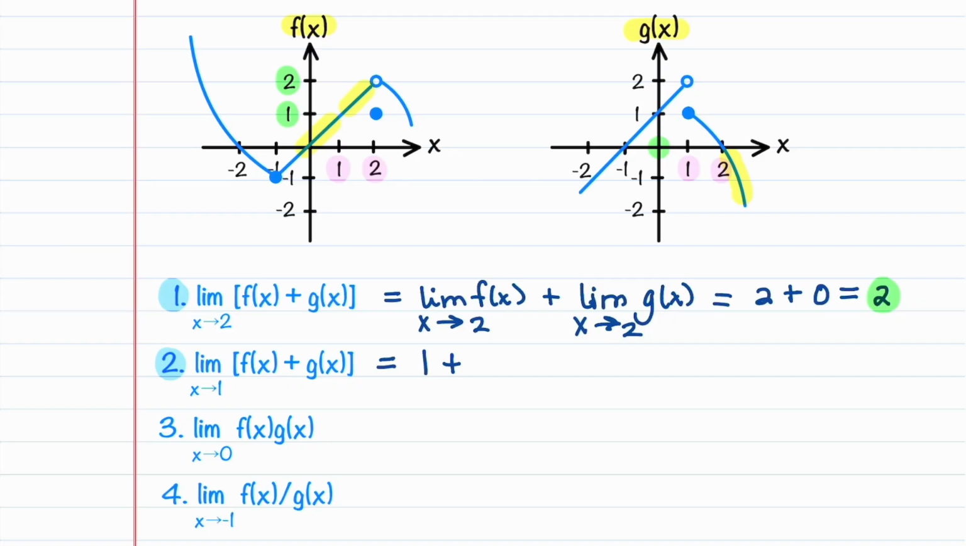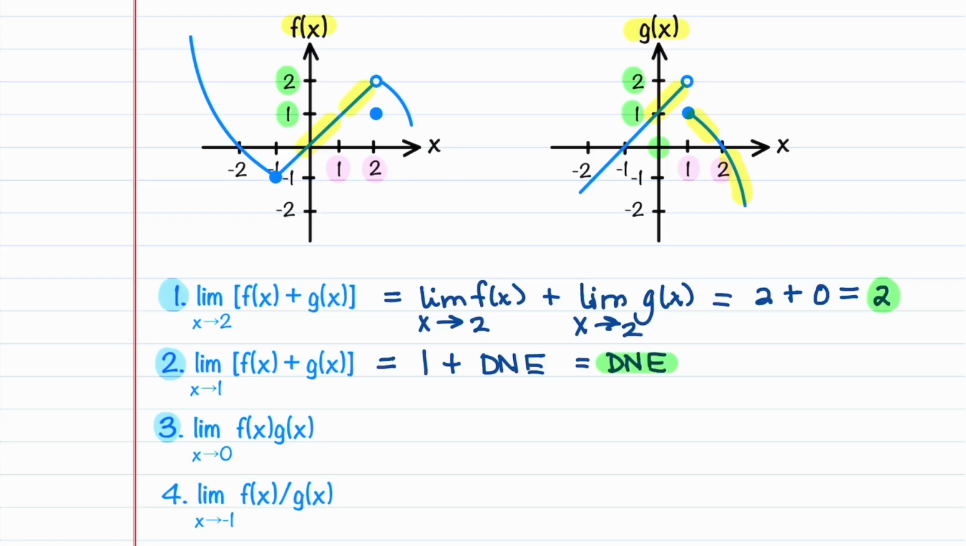Now let's look at the graph on the right. We are going to be focusing on 1. So we're going to look at what happens as we approach 1 from the left and from the right. And you can see that it's not the same value. When we approach from the left, we get 2. And when we approach from the right, we get 1. Those are not equal. So we have to write down that this limit does not exist. And then 1 plus DNE is also equal to DNE. So that limit does not exist.